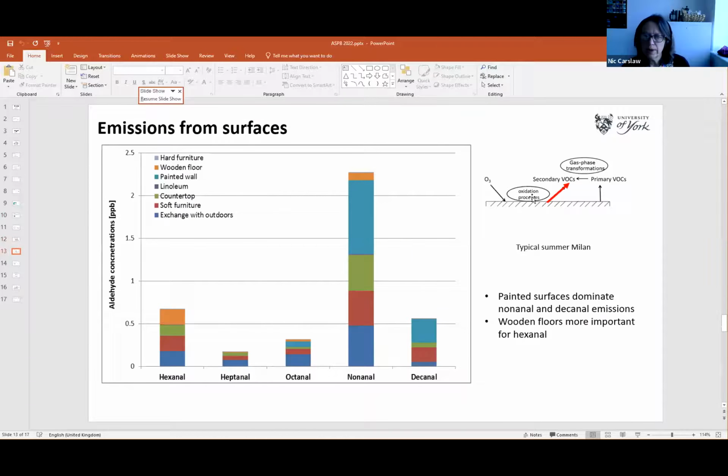And if we look at what's coming back off the surface, you can see that we get these different long chain aldehydes. And this time, you can see that the painted wall for nonenal and decanal is the biggest source of these emissions. But for things like hexanal, then the wooden floor becomes more important. So the most important surface varies depending on which of these species we're looking at.